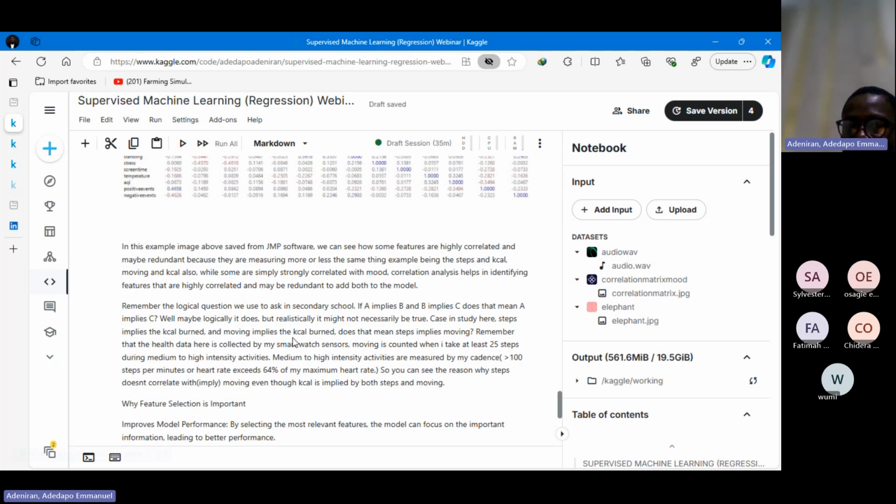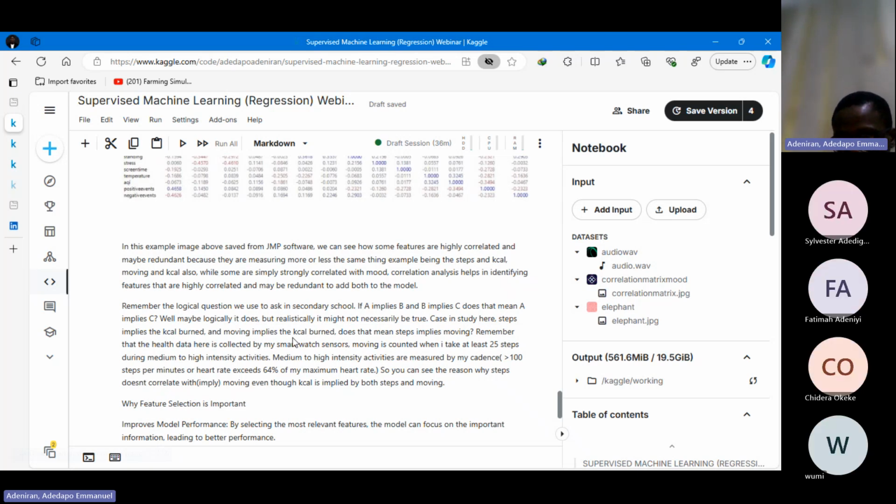Now, remember that this data was collected by my smartwatch, and my smartwatch was programmed to only count moving when I take at least 25 steps during medium to high intensity activity. That is the condition for my smartwatch to calculate moving. What it means is that if I should just stand up now and take like 5 steps and then I sit down, it's not going to count it as moving, because it's not a medium to high intensity.